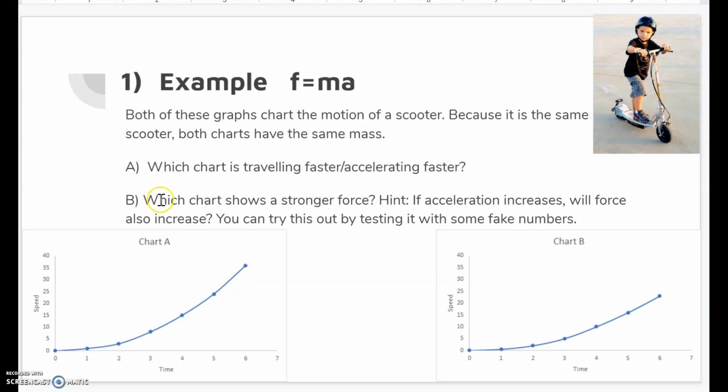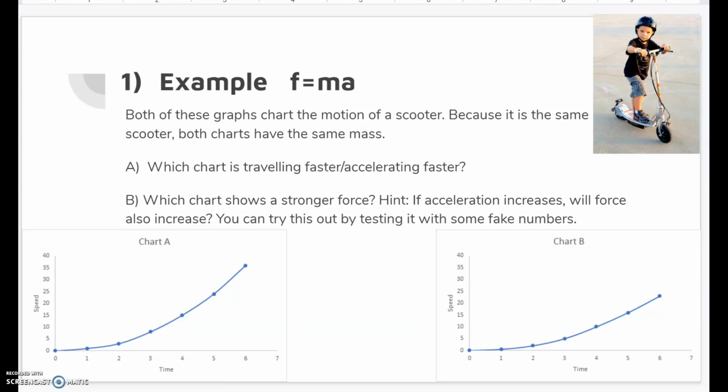Part B, which chart shows a stronger force? Hint, if acceleration increases, will force also increase? You can try this out by testing with some fake numbers if you want to have a little play around with the formula, but otherwise this question is just asking which has a stronger force.